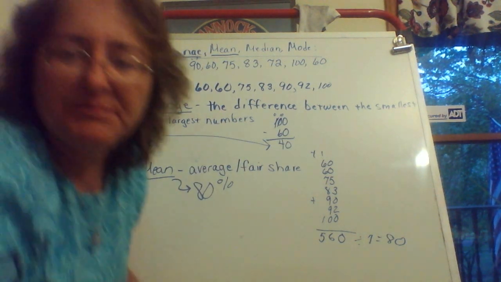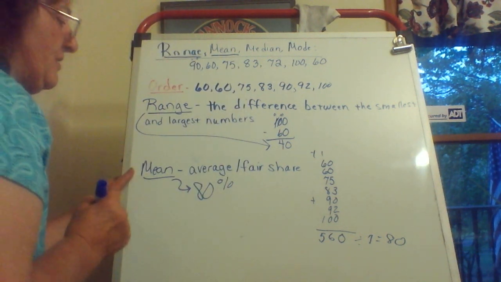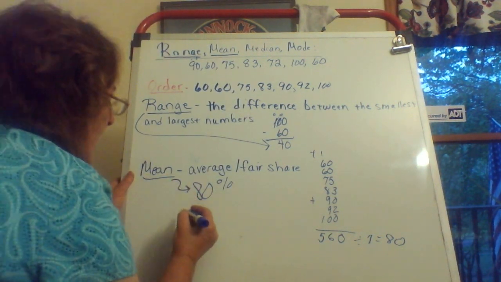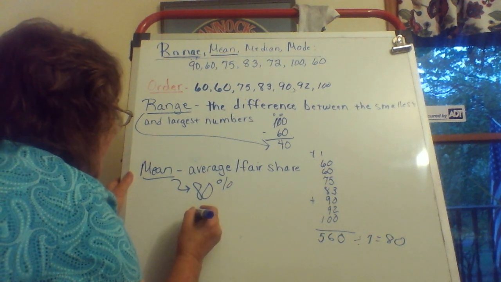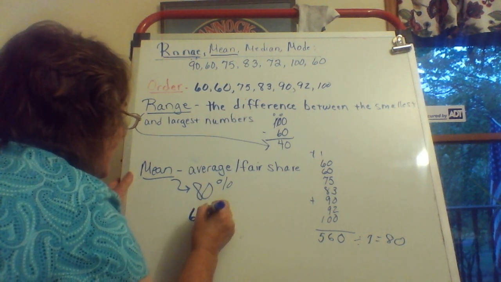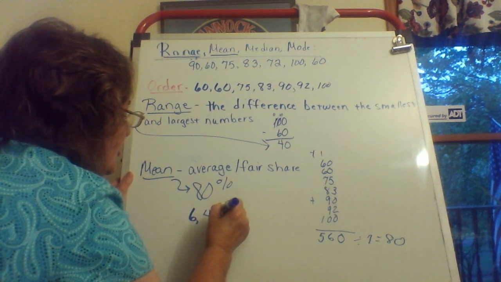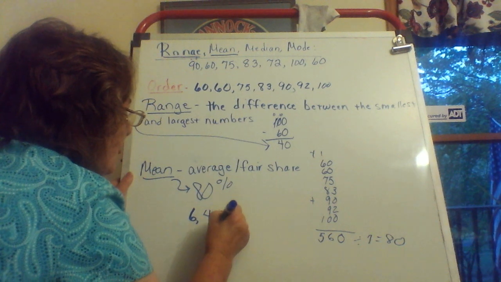And let me see how much time I've got left on this thing. Let me do another one real quickly for you. And I'll make it really easy. Let's do 6 and 4. And let's do 2.